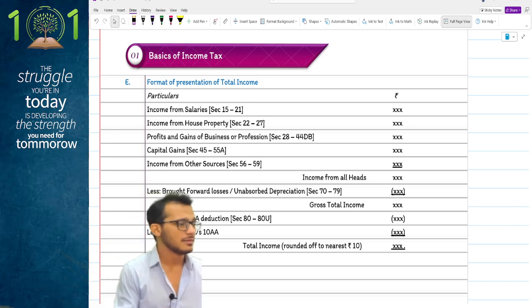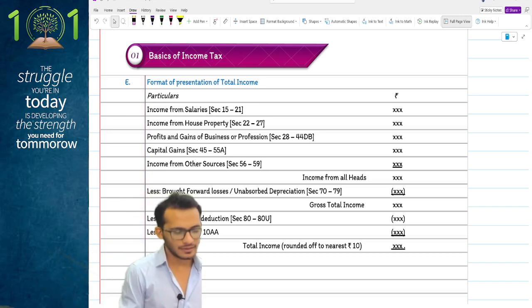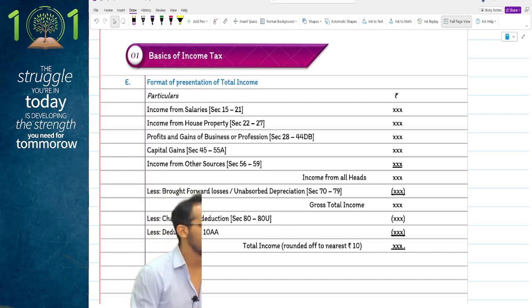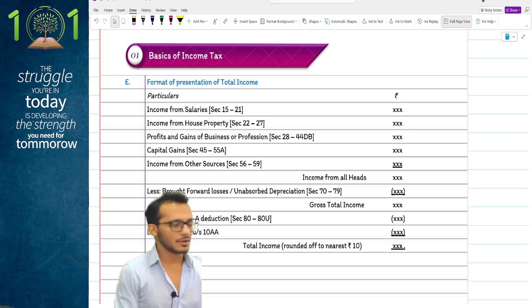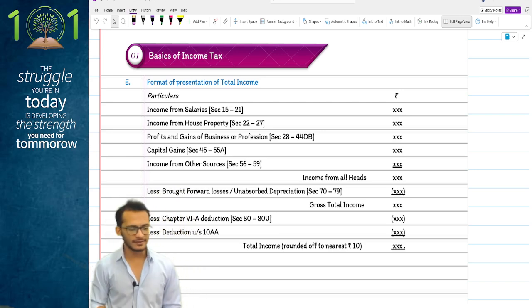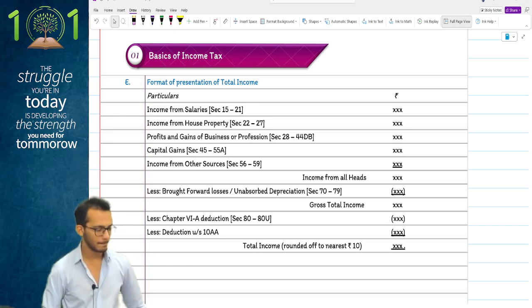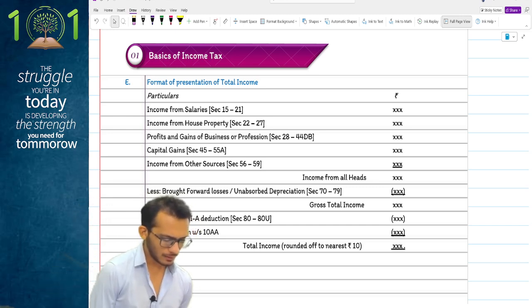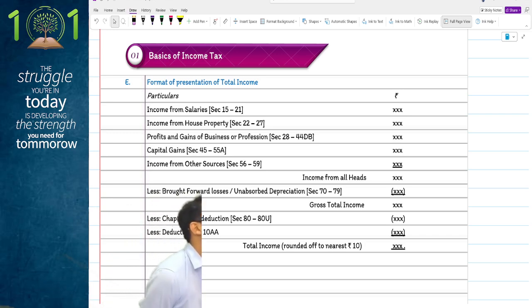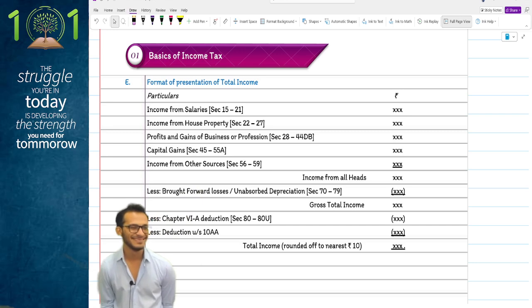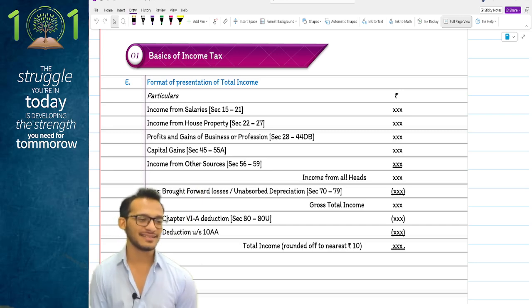Step number 9. Compute tax as per normal tax regime. That is only for individuals, no? You are writing company people, you are final people. Compute tax as per normal tax regime.